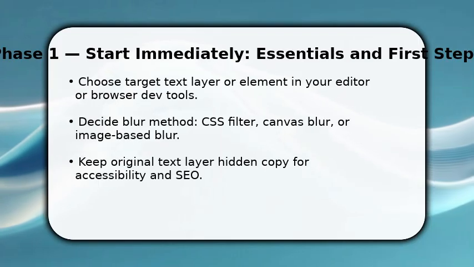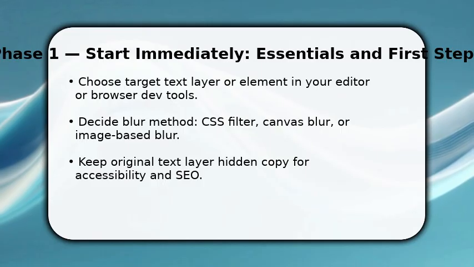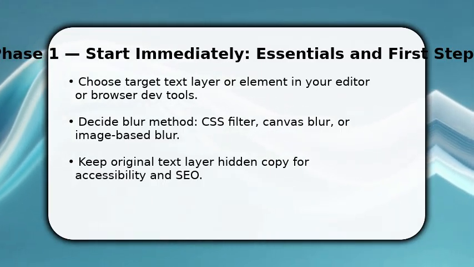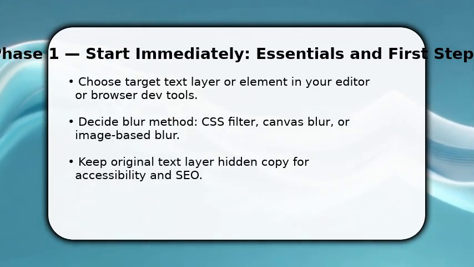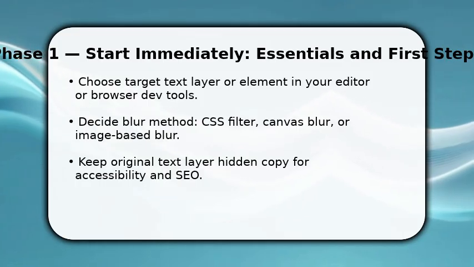Enjoy the video. You begin by picking the text you will blur and making one exact copy for accessibility. This prevents data loss. Once done, decide why. CSS filter is quick and live, Canvas gives pixel control, and image blur is irreversible but portable. Make sure to note font size, line height, and container width so your blur scales correctly.